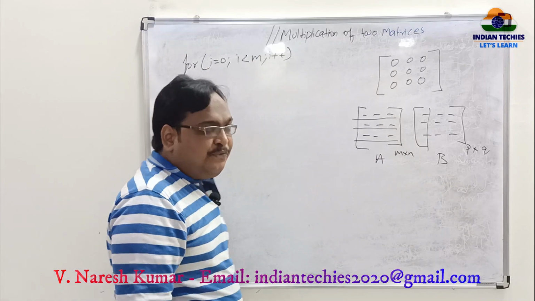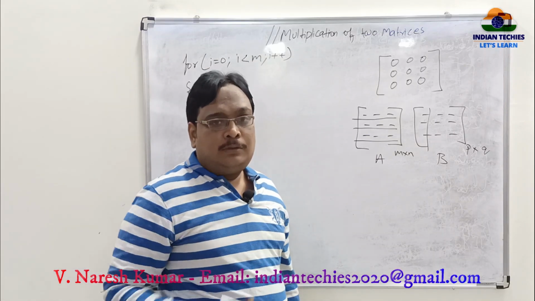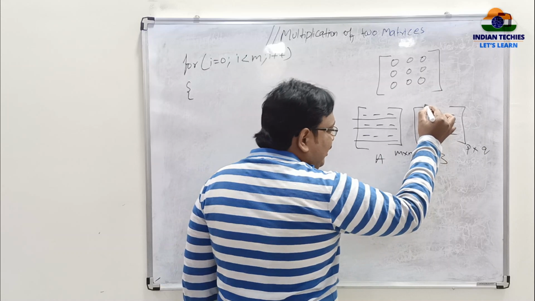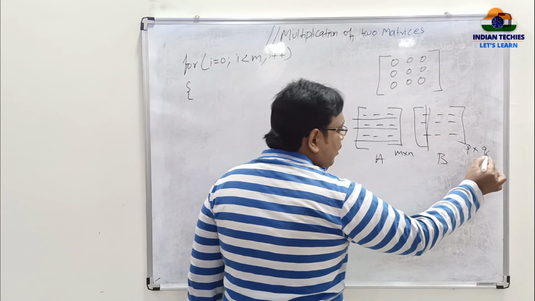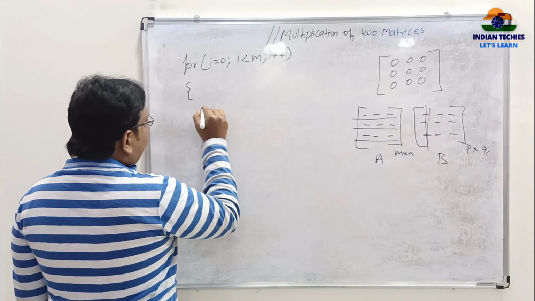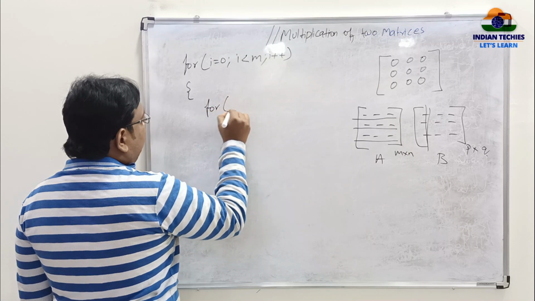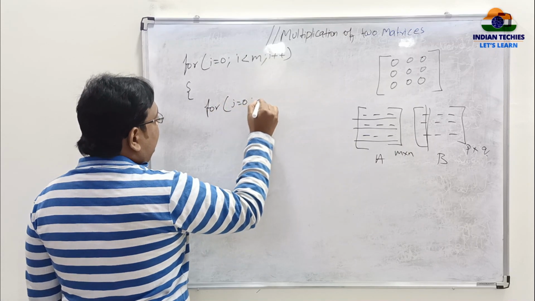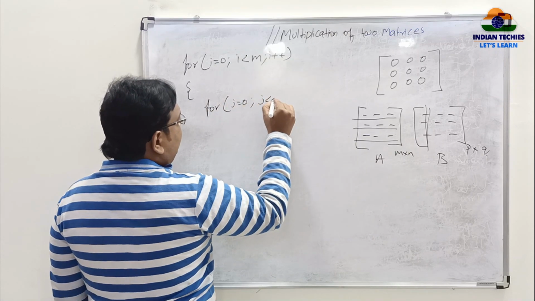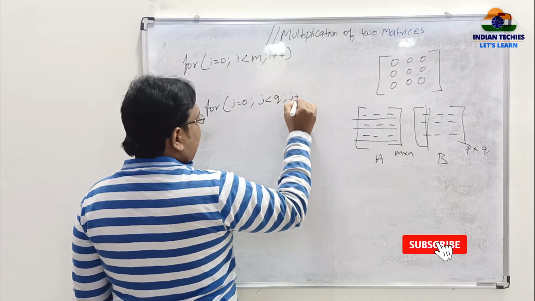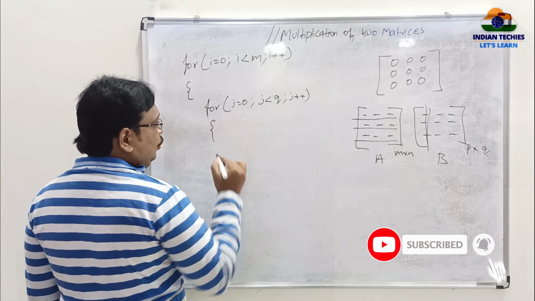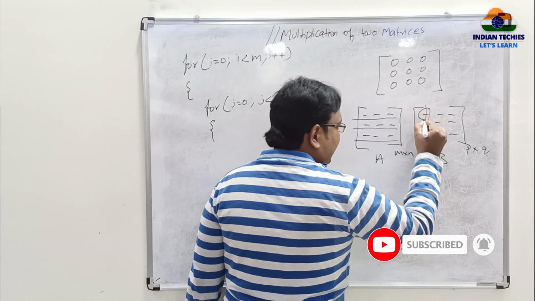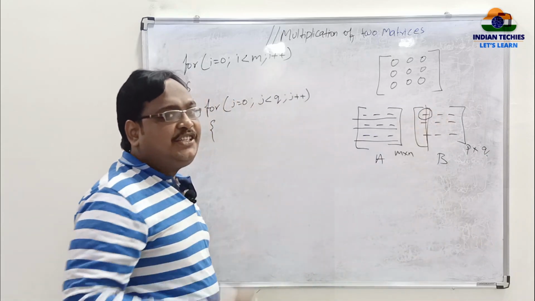Next, with what you have to multiply? You have to multiply with this column. So what is the column? That is Q. That is for j equal to 0, j less than q, j plus plus. So to reach one particular variable, you need i and j.